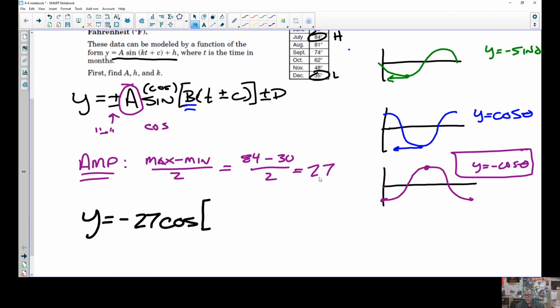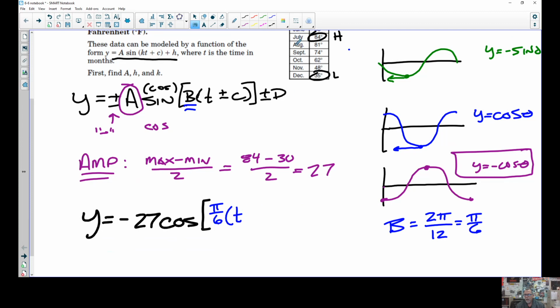What was our original period? Remember, we said before that B was going to be equal to the original period, which is 2 pi, divided by our new period. Our new period is 12. So we get pi over 6 for our B value. We can put pi over 6 here. Now, again, we're using time, so I'm going to put T here.